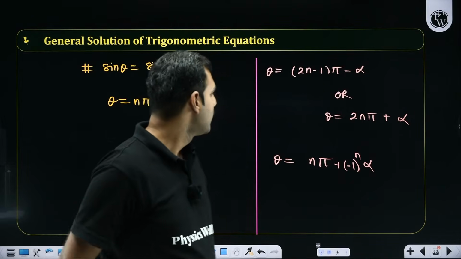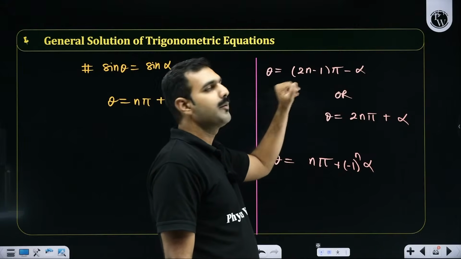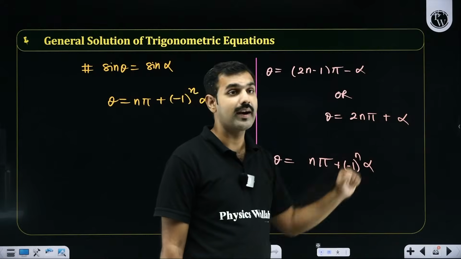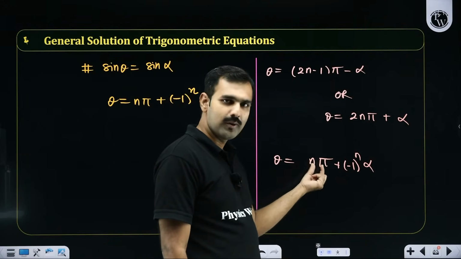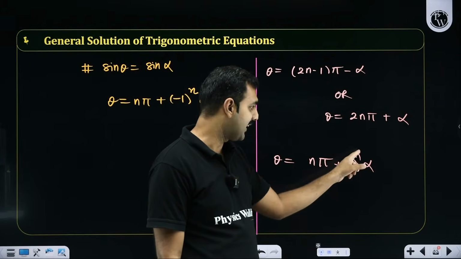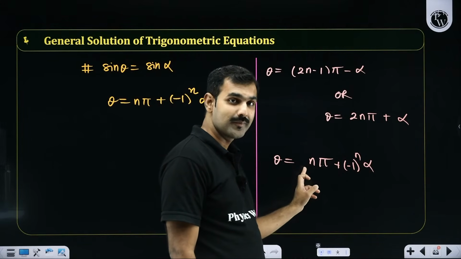Whenever any odd multiple of pi is taken, you subtract alpha. Whenever any even multiple of pi is taken, you add alpha. So any even multiple of pi when you take, alpha should be added. I hope you can imagine this, because n is even, it will be plus. Any odd multiple of pi is taken.